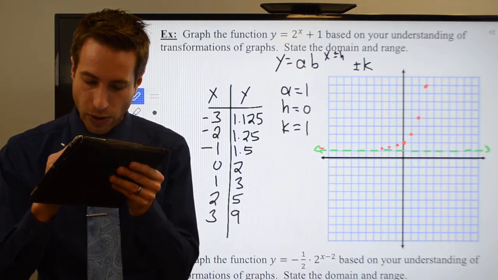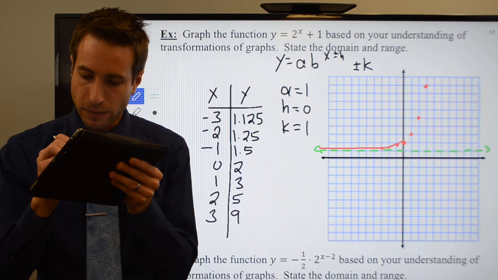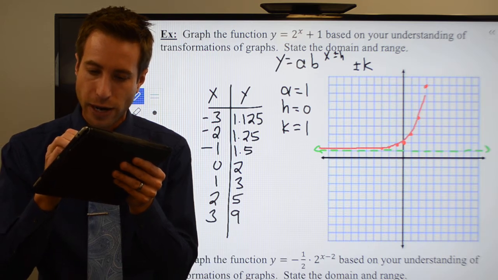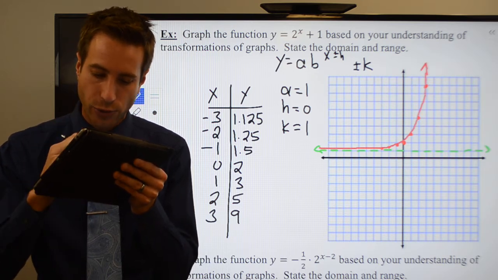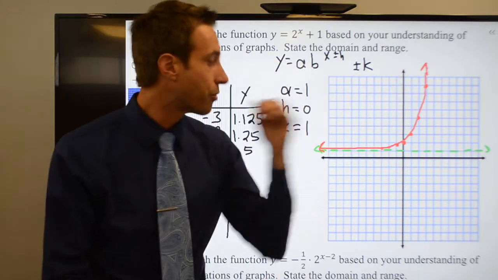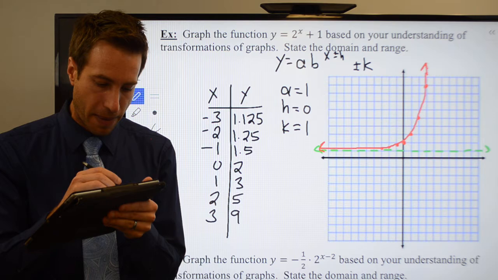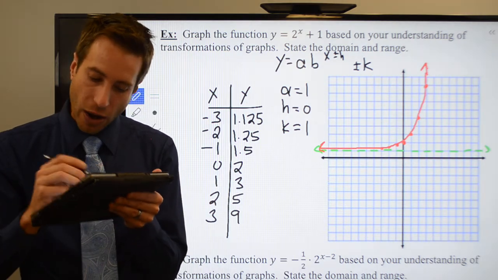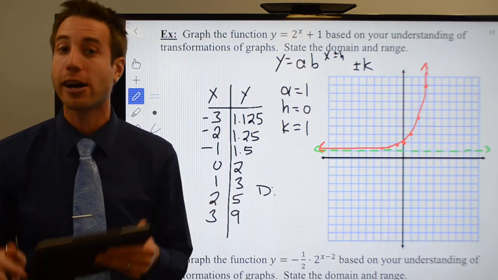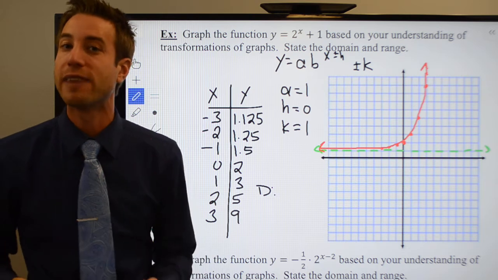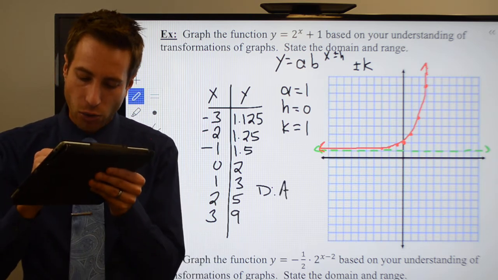We go ahead and graph this guy by drawing a smooth curve through there. Make sure you extend your line all the way through the coordinate plane. Put arrows on both ends so I know you know that that graph just keeps going. And now let's talk about the domain and range. Well, again, the domain has not changed. You can pick any value of x that you want to. It's going to be all real numbers.